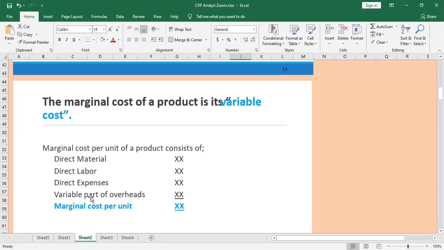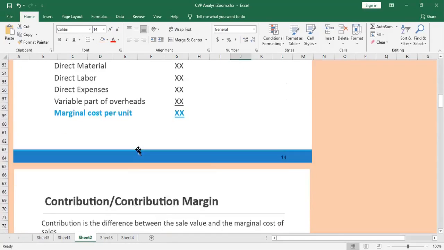And there are some overheads which we can directly trace against the number of units that we produce. So that part we normally call the variable part of the overheads. And the other part of the overheads we cannot directly relate to the number of units. So those overheads we normally call fixed cost. Right. So this is the main idea here when it comes to cost volume profit analysis.